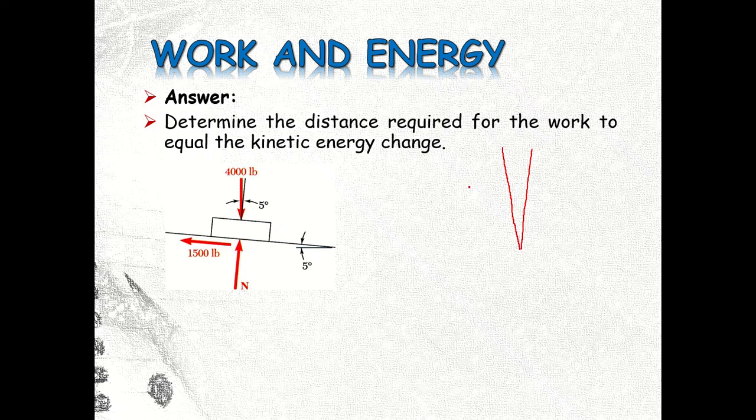So this is our 4,000 pounds, the hypotenuse of this, because we form a triangle here. Okay, so this is our F, and we can consider this as our F, the horizontal component of this one. Okay, so this is 5 degrees.